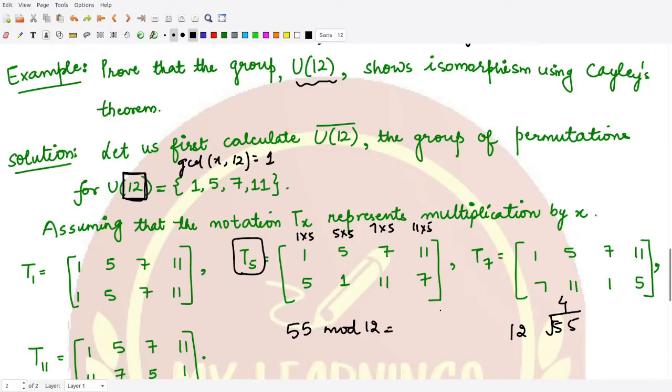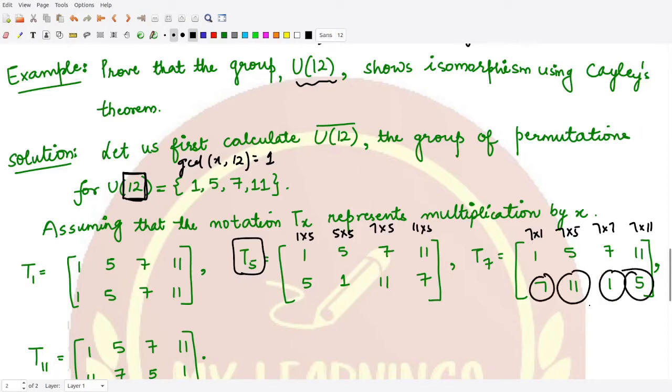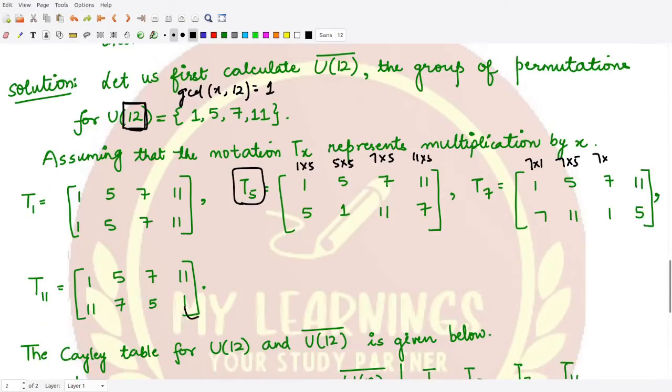In a similar manner, in T7 you multiply each of the elements by 7. So it is 7 into 1, 7 into 5, 7 into 7, and 7 into 11. Then you take their mod 12, and these are the answers. Similarly for T11, we can do the same thing here. So in this way, we have these 4 permutations which form the members of the group U12 bar, which we are calling the group of permutations.